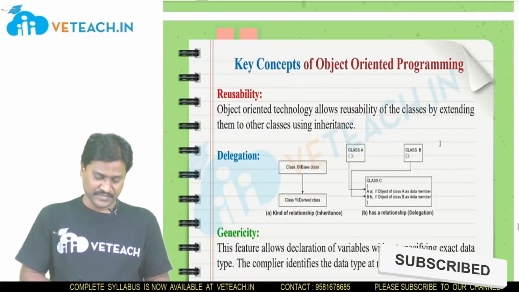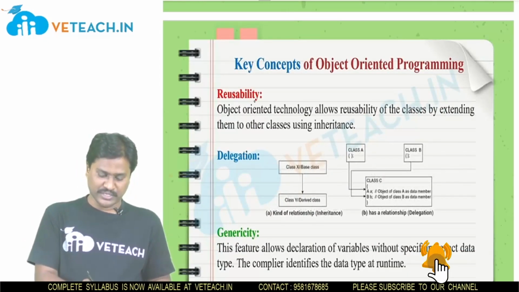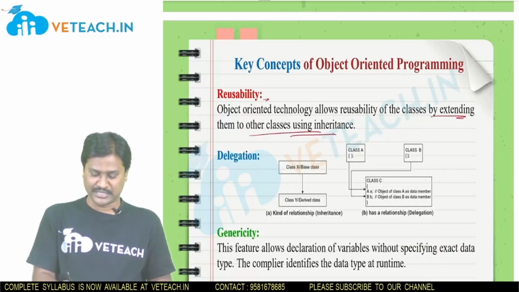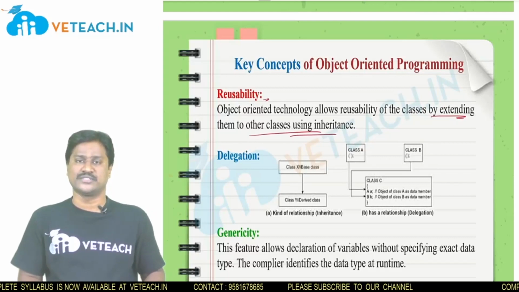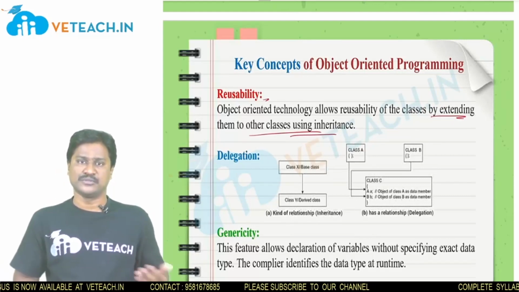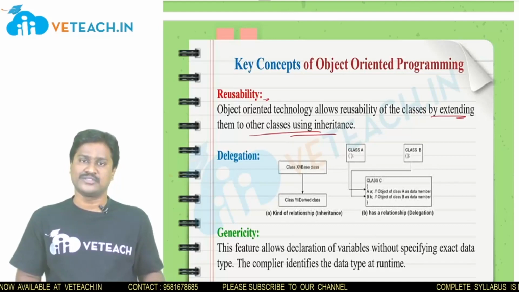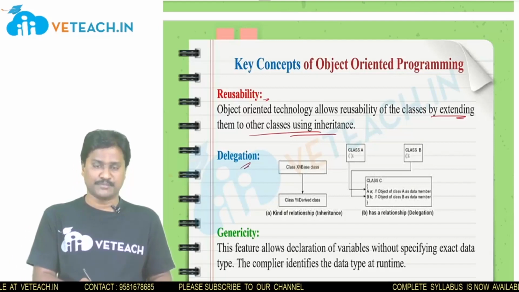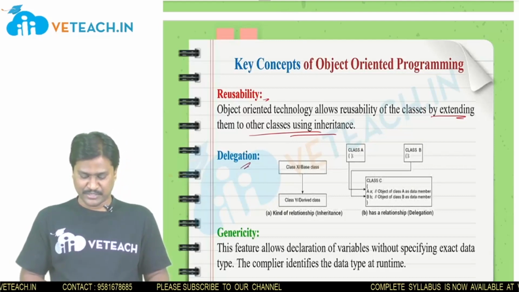Here is reusability. Object oriented reusability is nothing but extending to other classes using inheritance. As I told you, by using inheritance we can get the properties and make use of them next time, which reduces the time and code size like that. Delegation is one type of relation, but not like that one.